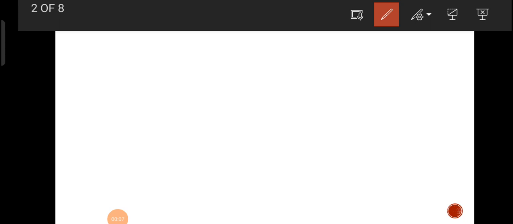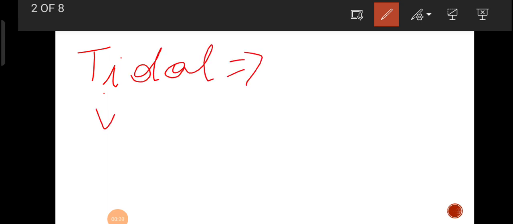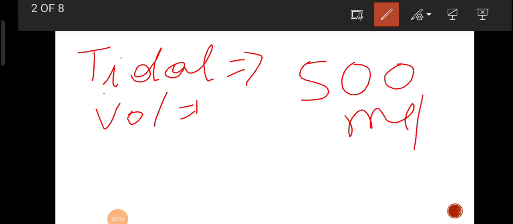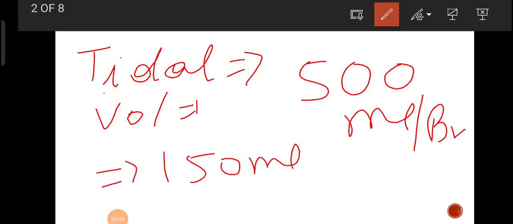Now in this session I will discuss different types of volume regarding the respiratory system. The first thing that I will discuss here is tidal volume. Tidal volume is the amount of air which we inhale during respiration, about 500 ml per breath, in which 150 ml of the air is known as dead space volume.